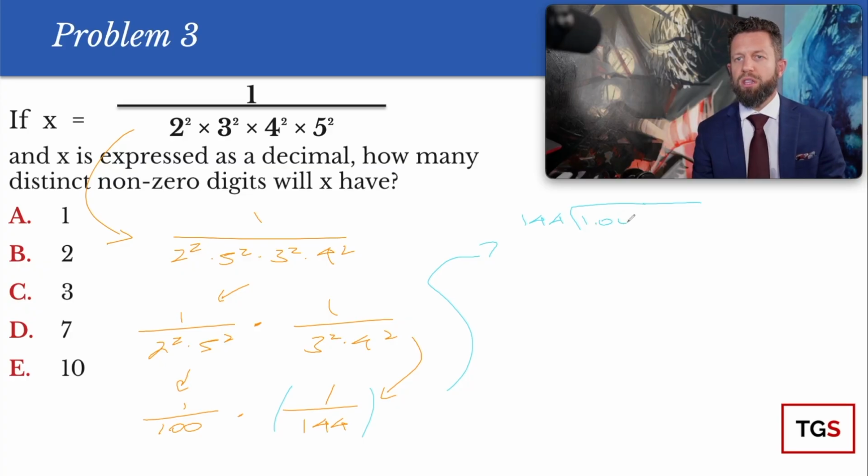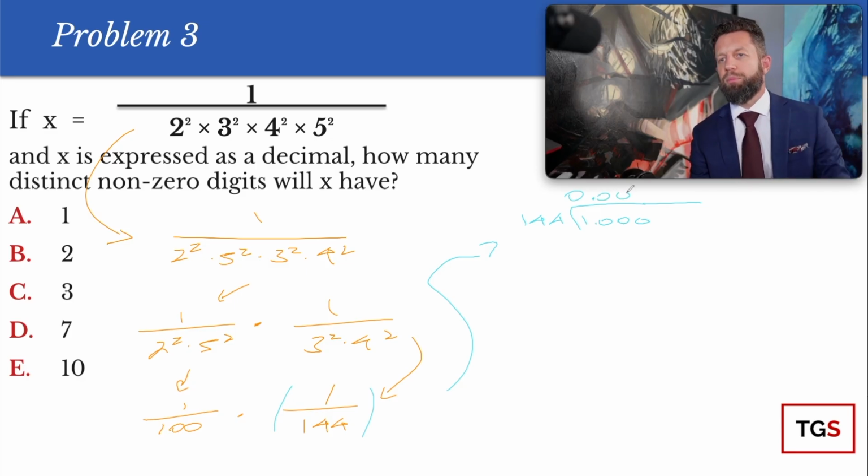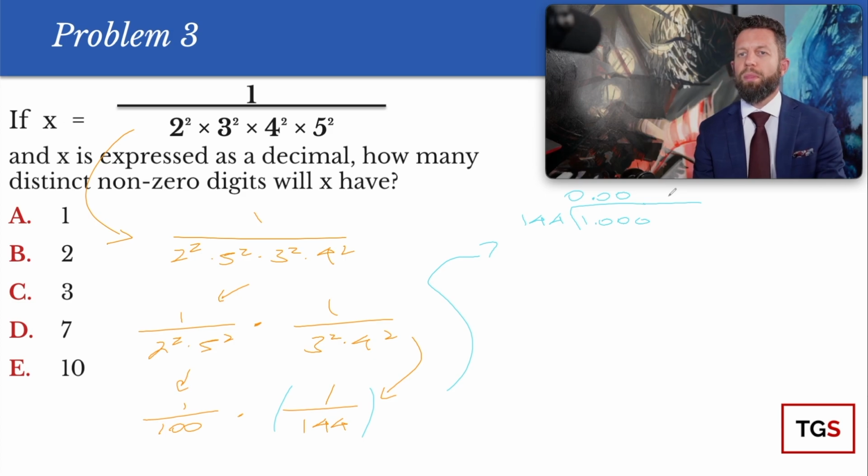144 doesn't go into 100 either. And so I'm going to wind up setting up 144 on the left of the division bar and 1.000 on the right. And then I'm pretending I'm dividing 1000 by 144, and I'm just moving the decimal place up into the result area. Again, you can see this on the video feed if you want.